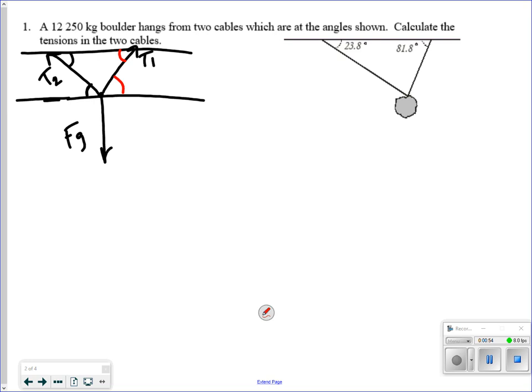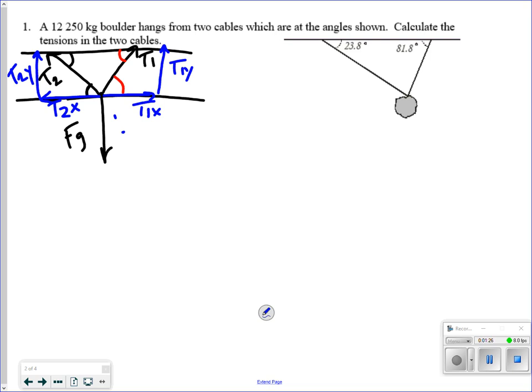Okay, so based on what I know, what I'm going to try to do is to have up equals down, left equals right. And as you can see, my two tensions are pointing in different directions. So I'm going to need to do T1x, T1y, and I'm going to just call this one T2x, T2y. Now just a word about vectors here.